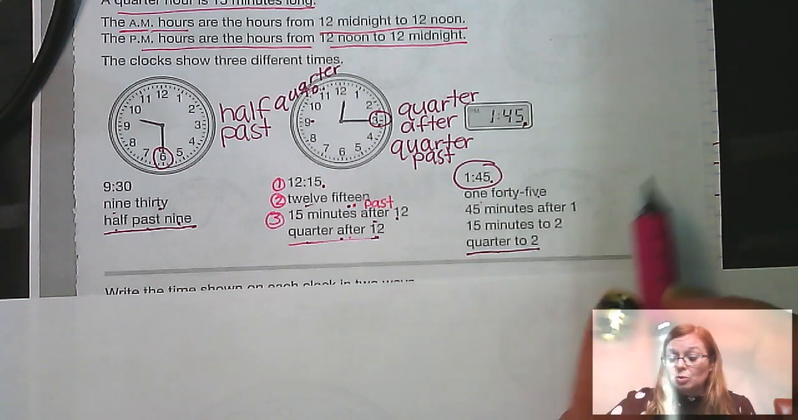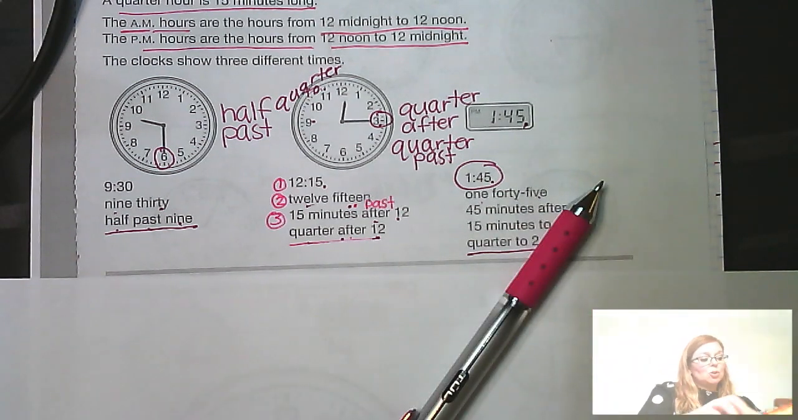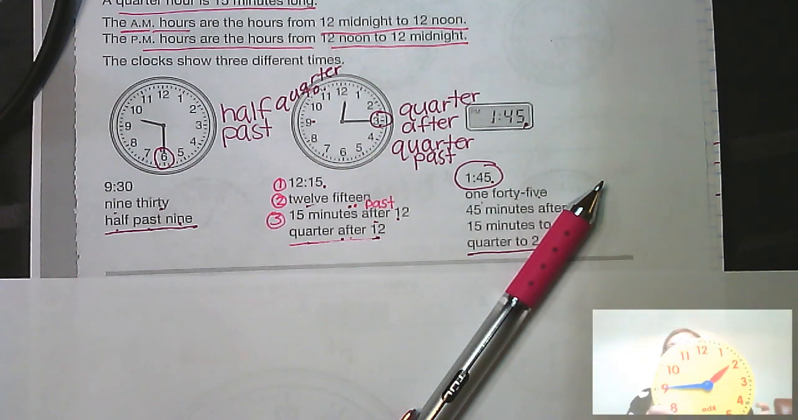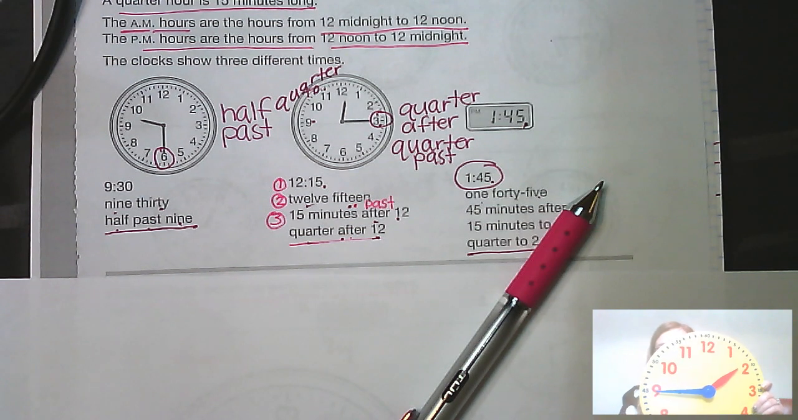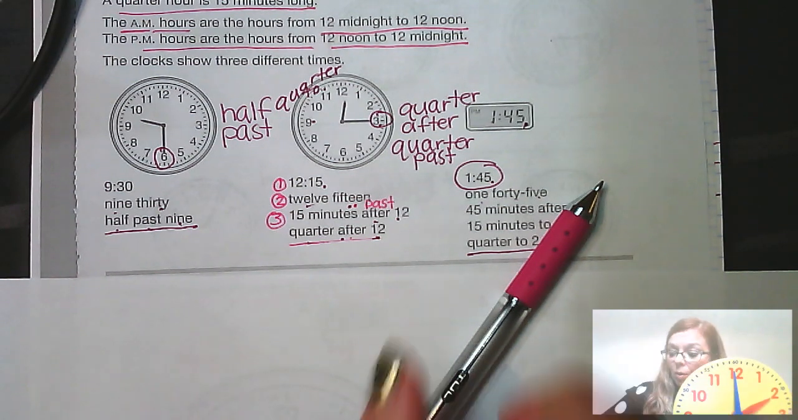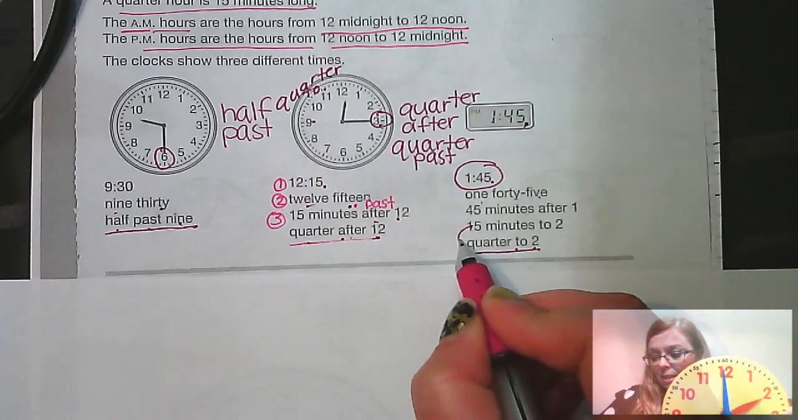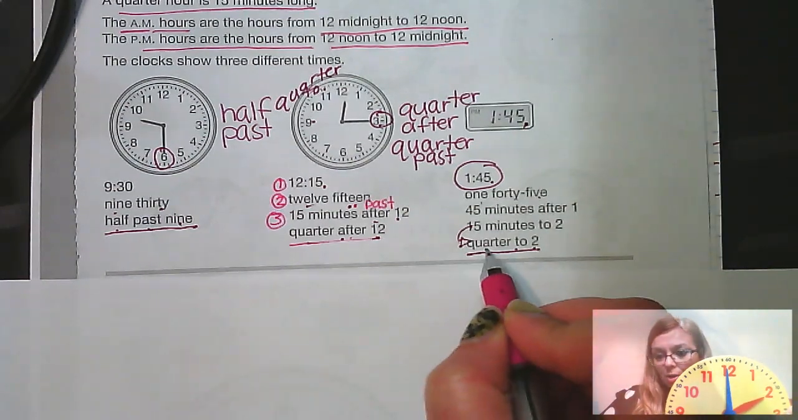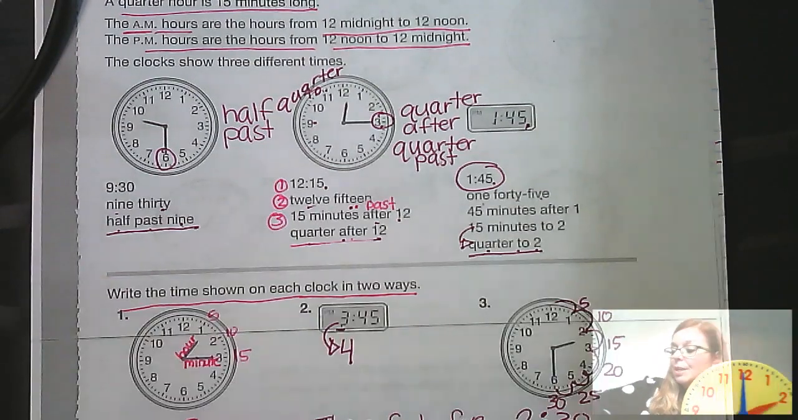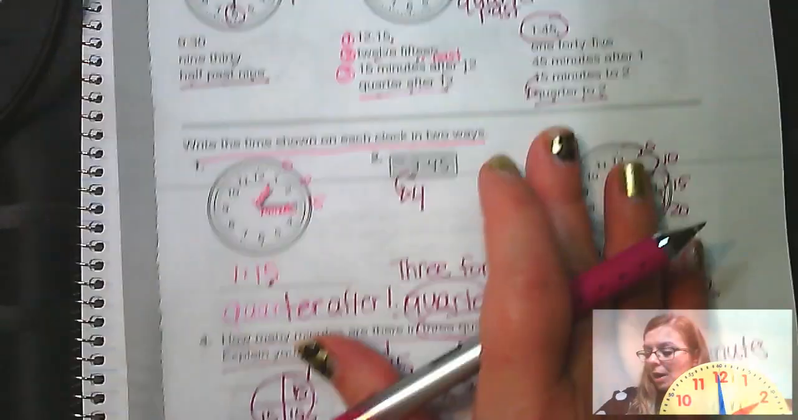15 minutes to 2, which I wanted to show you. Ready? 5, 10, 15. 15 minutes to 2. Or quarter to 2, because 15 is quarter. Okay, that's our review. So now we're going to go ahead and do these problems.